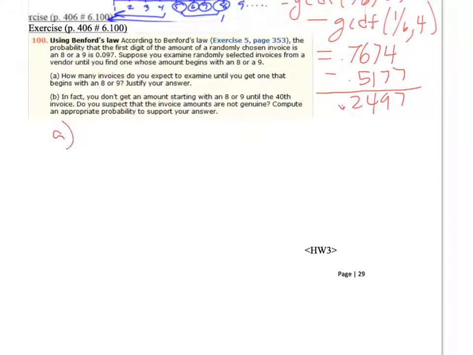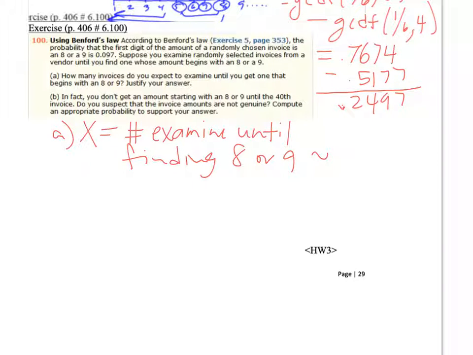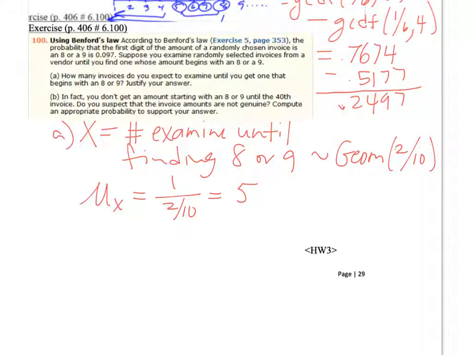So for part A, if X is the number we examine until finding 8 or 9, that's going to be geometric, and the success probability would be 2 in 10. 8 or 9, remember there are 10 different digits, so to find an 8 or a 9, that would have a 2/10 chance. So to figure out the mean, mu x, it's simply 1 over 2/10. So we would expect to examine 5 invoices until we find one that has a beginning number of 8 or 9.